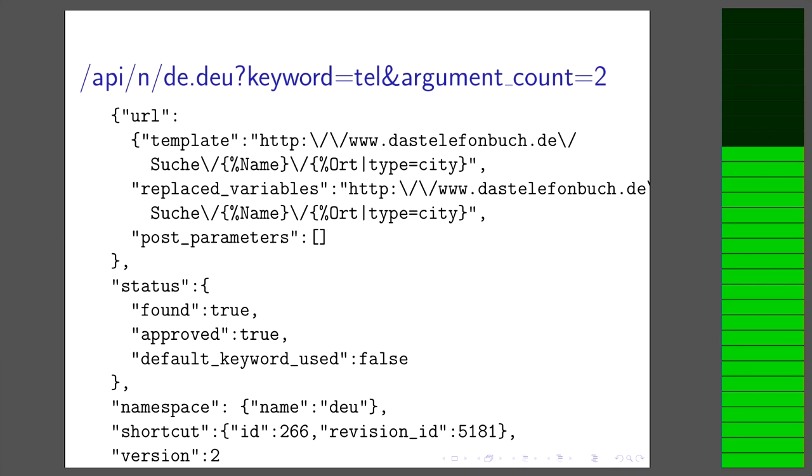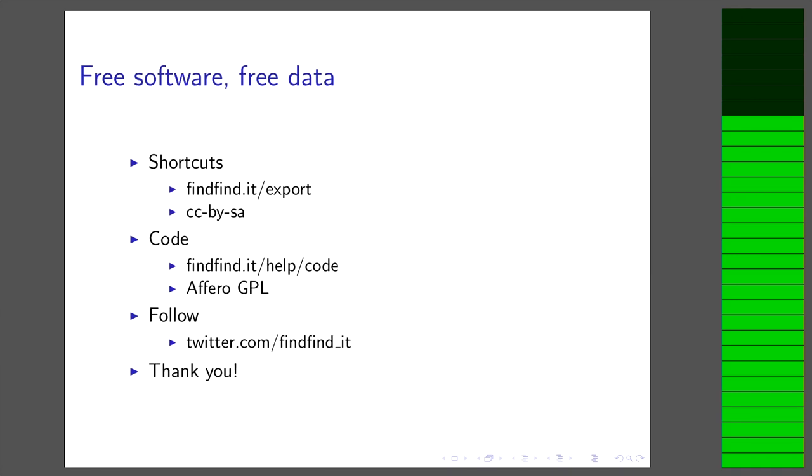And there's also an API. So in case you say, I don't want to give all my search queries to a foreign server, you can build your own parser. You can ask the API and just send, OK, keyword equals tell, argument count equals 2. Give me the URL template, and then you can get this JSON and fill in the URL with your search arguments by yourself. And yes, it's free software and free data.